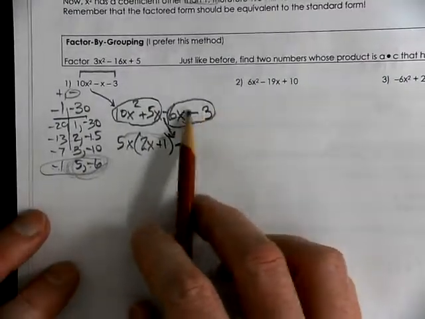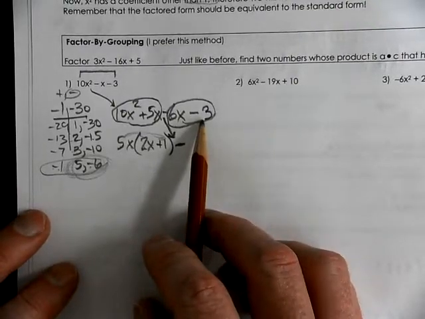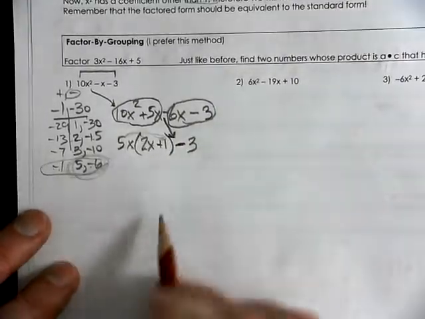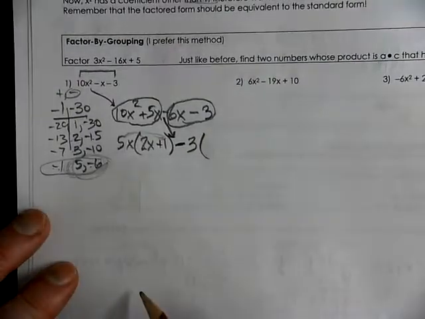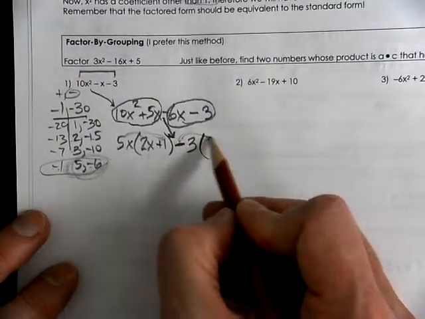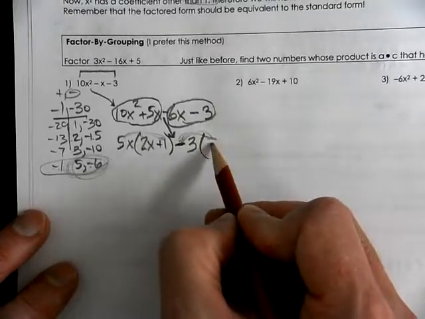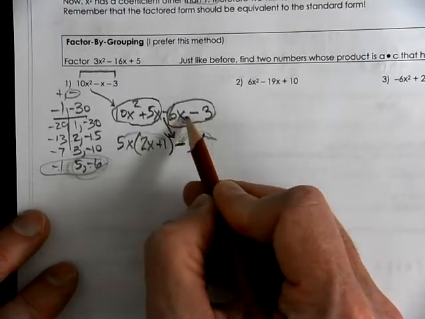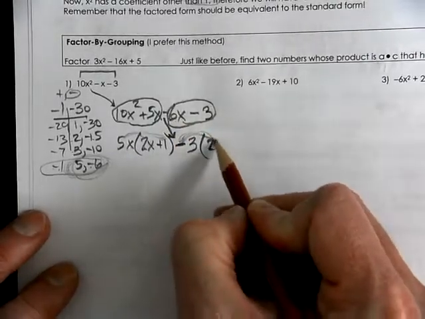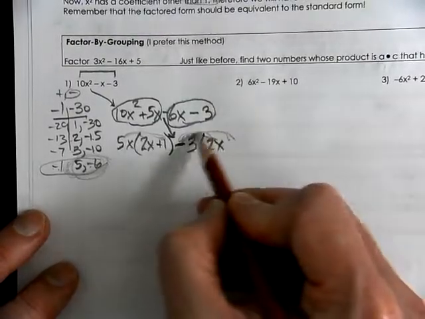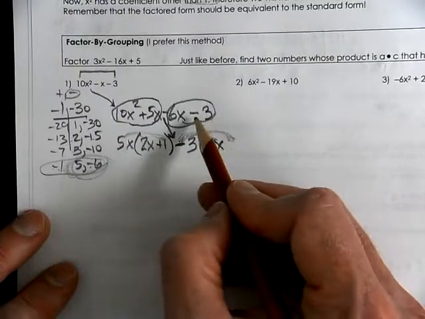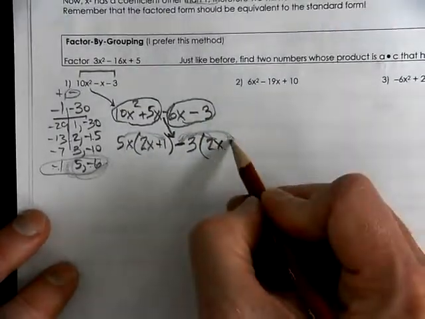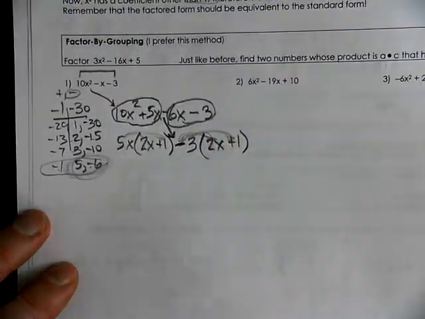Now, what can I factor out of this group? I can factor out a 3. The negative's taken care of, but it would be negative 3. What would you have left inside? Negative 3 times what makes 6x? Have to be 2x. And negative 3, you got to be careful here. Negative 3 times what makes negative 3? It's going to be a plus 1.